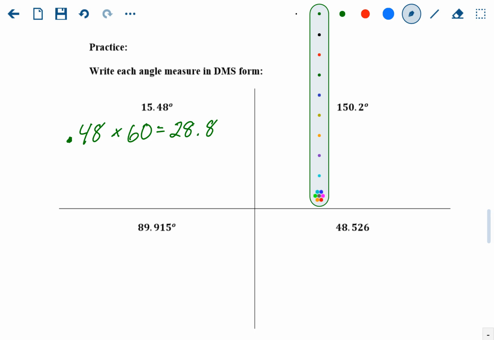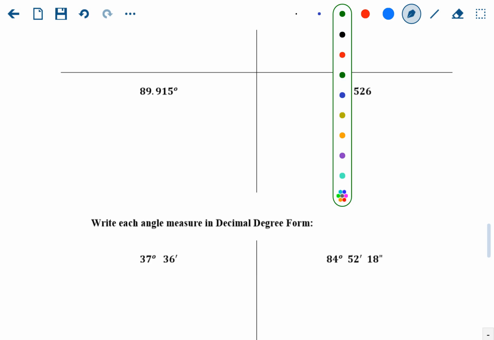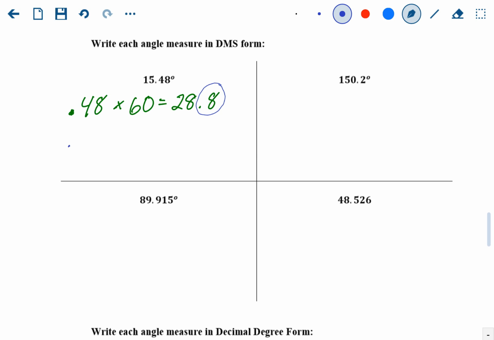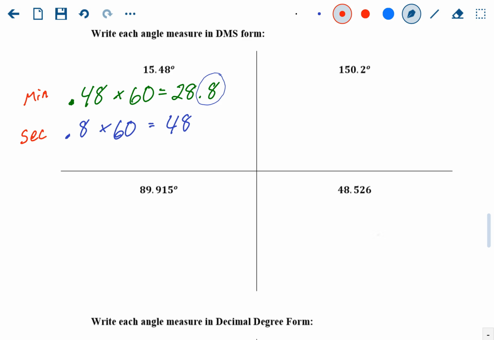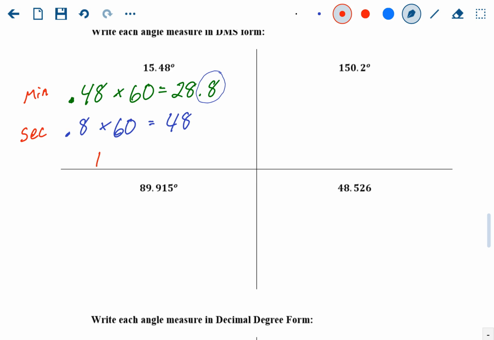Now you take whatever's left over, whatever is the new decimal, and you repeat it. Take the 0.8, multiply that by 60. You get 48. So the first one we found was the minutes. Second part is the seconds. So putting it all together, you have the 15 degrees. Okay, that was the whole number in the original problem. You have 28 minutes, and 48 seconds.